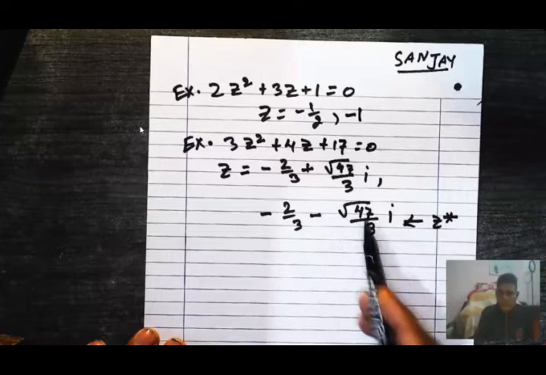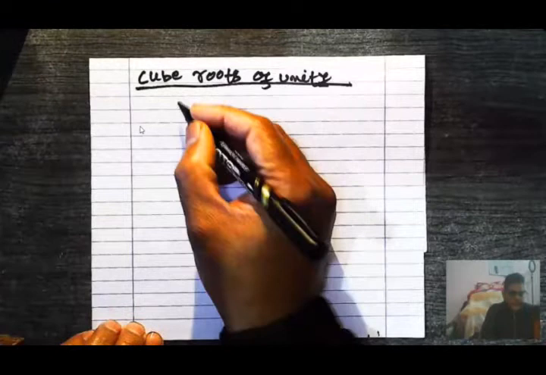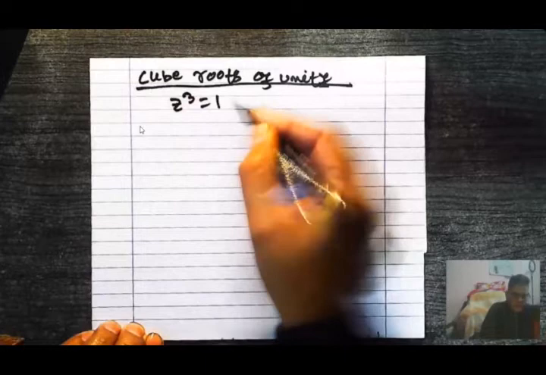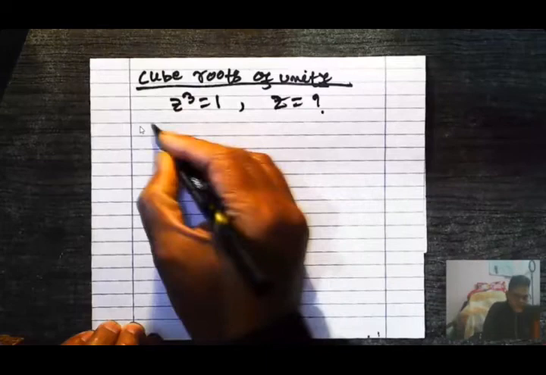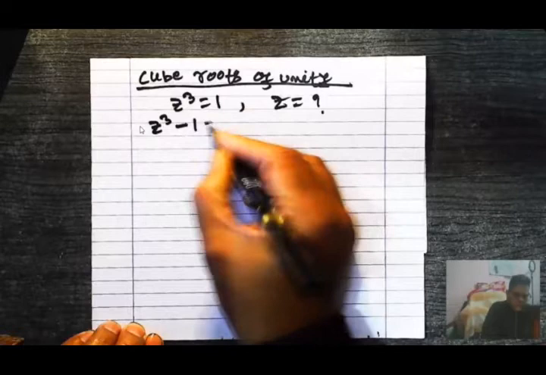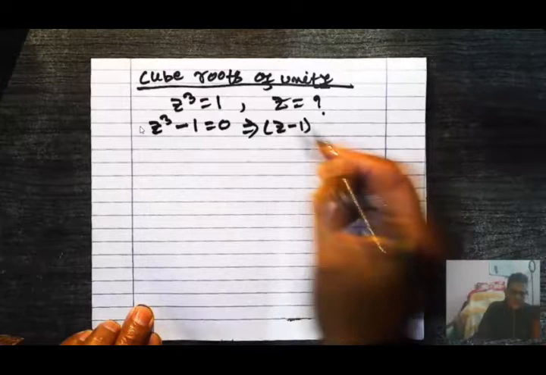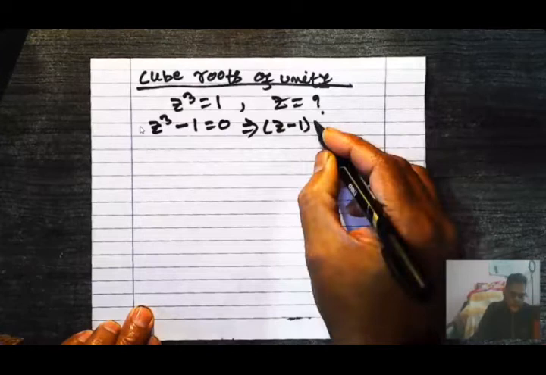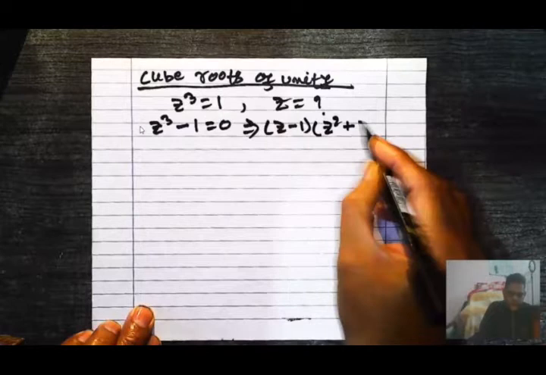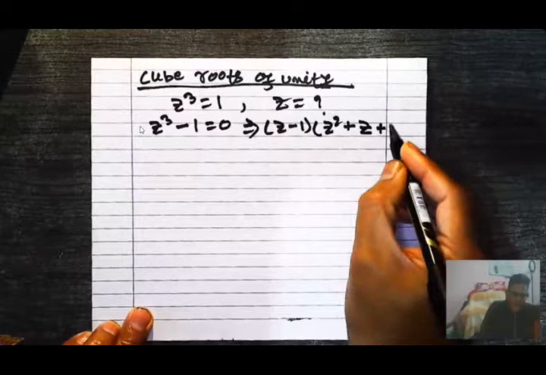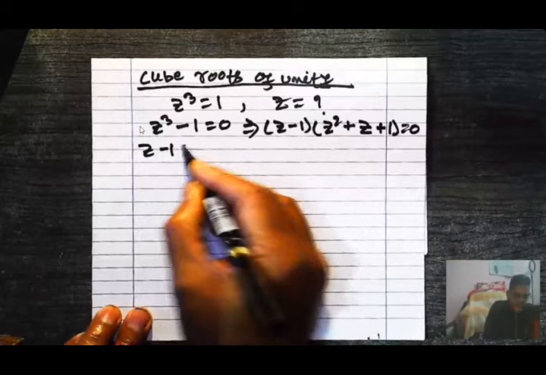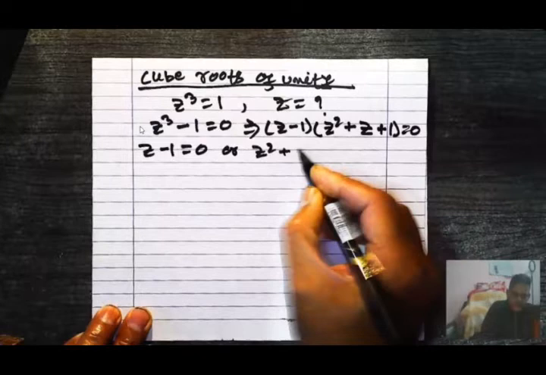Let's now talk about the cube root of unity. Here we have z cube equals 1, so what are the values of z? If you transpose 1 to the left, it becomes z cube minus 1 equals 0. Then you use the formula a cube minus b cube equals a minus b times a square plus ab plus b square. So z cube minus 1 is z minus 1 times z square plus z plus 1 equals 0. This means either z minus 1 equals 0 or z square plus z plus 1 equals 0.